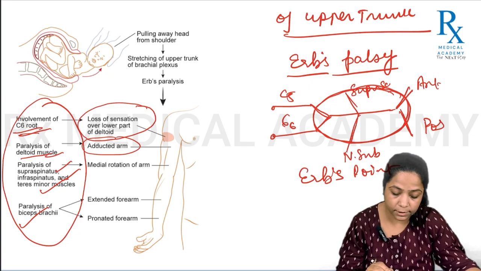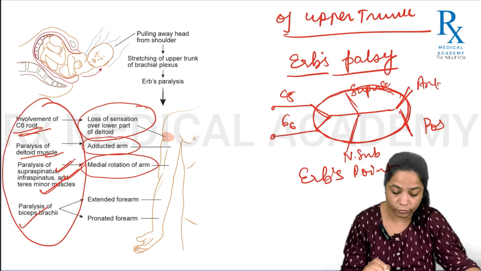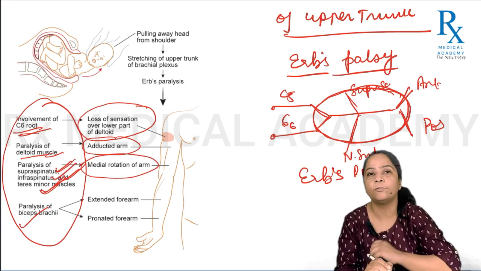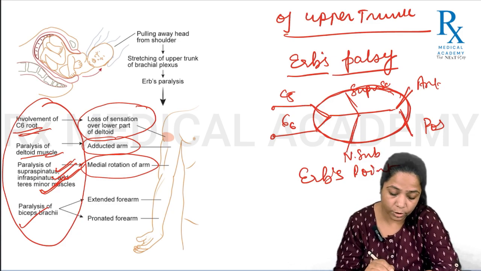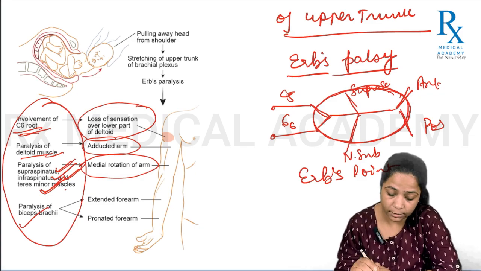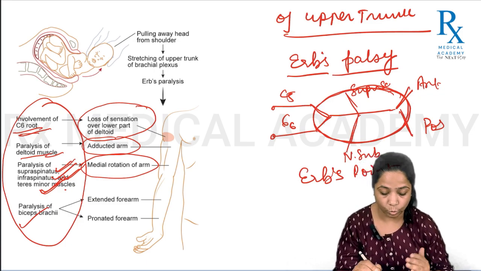And because of the paralysis of the supraspinatus, infraspinatus, and teres minor muscles, you will find there is medial rotation of the arm, because infraspinatus and teres minor combined are basically the lateral rotators of the arm. So if the function of these muscles is lost, you will find that the arm is hanging by the side and is medially rotated.